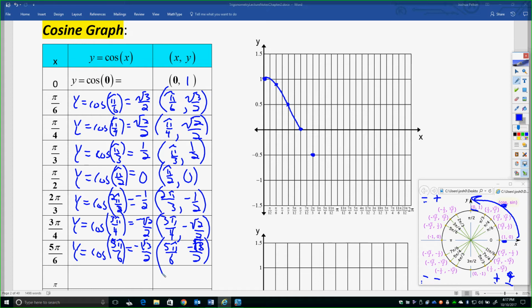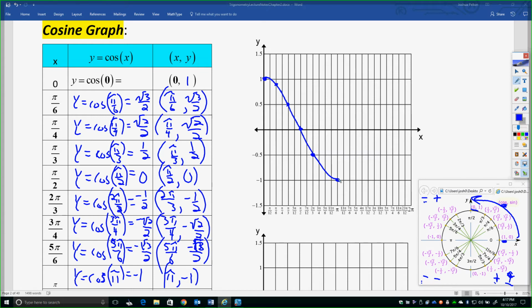And of course pi, cosine of pi is negative 1, so at pi we're at negative 1. Okay, so we can do the pi, negative 1 right there. You can fill in the other points in between if you'd like to, but you get the idea.